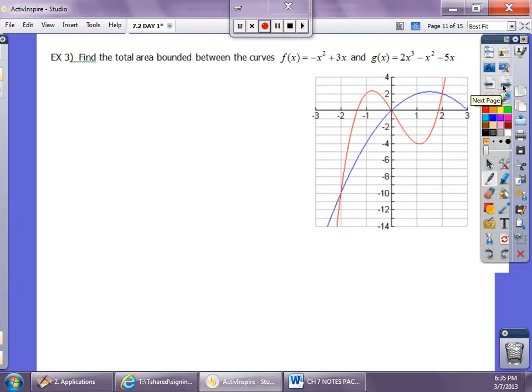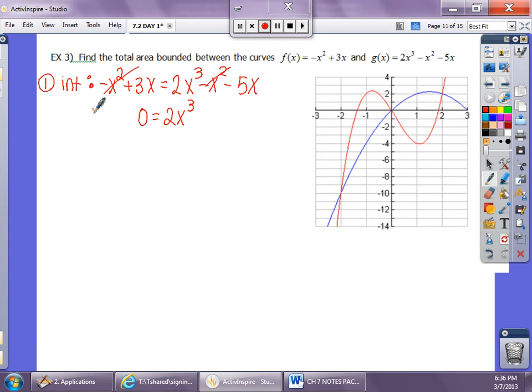Number 3, taking a look at this problem, again, we're going to pretend like the graph is not there. So you would find the area bounded completely by 2 curves. That would be one where you don't even need the graph. I know I would find the intersection first by setting negative x squared plus 3x equal to positive 2x cubed minus x squared minus 5x. Since that's a polynomial, I'm going to set it equal to 0.